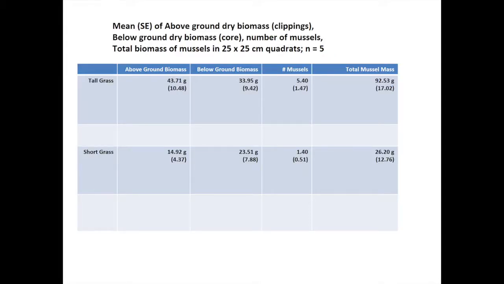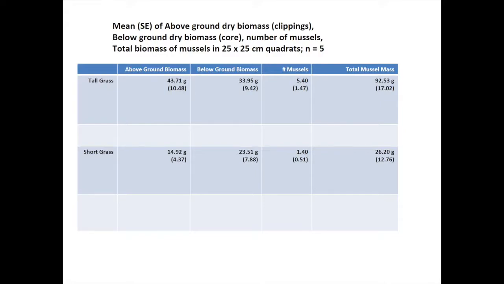So let's look at the rest of our data. This table represents the mean of various factors that we were looking at across the 5 quadrats, the 5 25 by 25 quadrats that we took. The tall grass is in the top row and the short grass in the second row. Let's look at the above ground biomass. There were 43.71 grams on average in the tall grass, while in the short grass there was only 14.92.